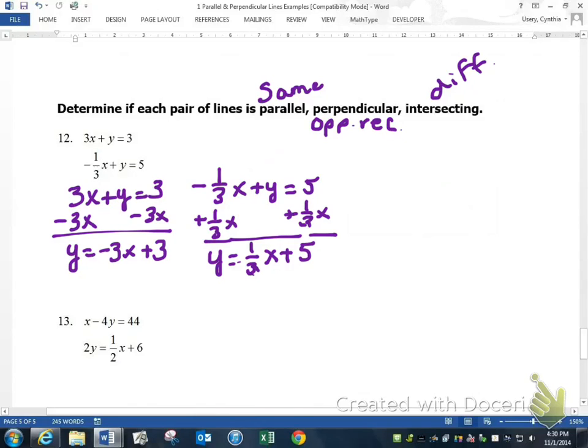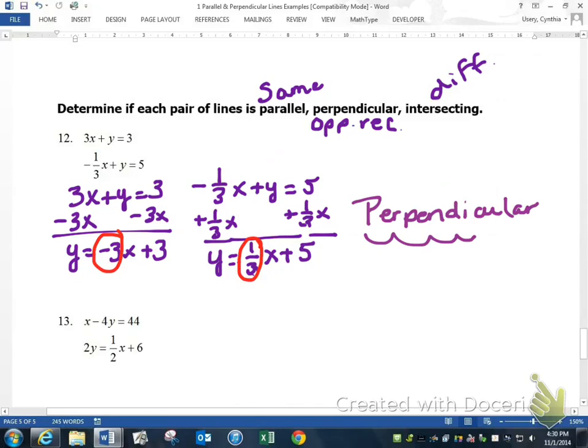Okay, I solved them both for y. I got y equals -3x plus 3, and y equals 1/3 x plus 5. All we're going to look at are the slopes. We don't even care about the y-intercepts. The slope of the first line is -3. The slope of the second line is 1/3. Those are opposite reciprocals. Therefore, these two lines are perpendicular. And so that's what you would write.